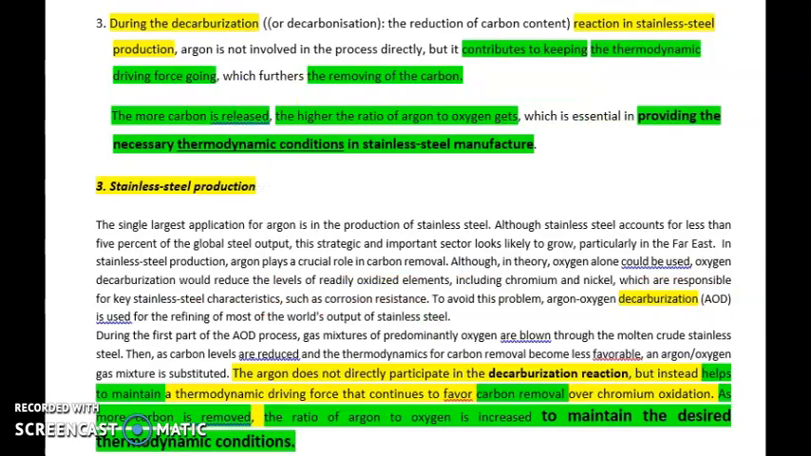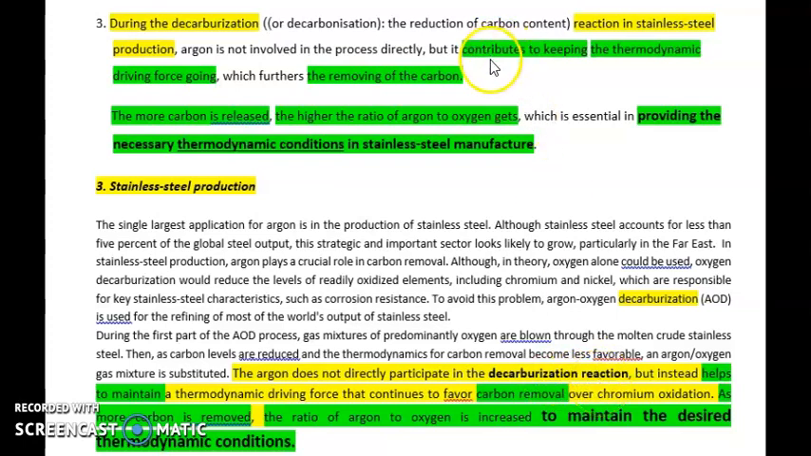As for question 3, it includes information about the process of decarbonization. It means the reduction of carbon content. The answer in the text is under the part titled Stainless Steel Production. And it starts from here, where you should find the answer. Argon is not involved in the process directly, it says here. So the idea given in the question is here. The argon does not directly participate in the decarbonization reaction, okay?